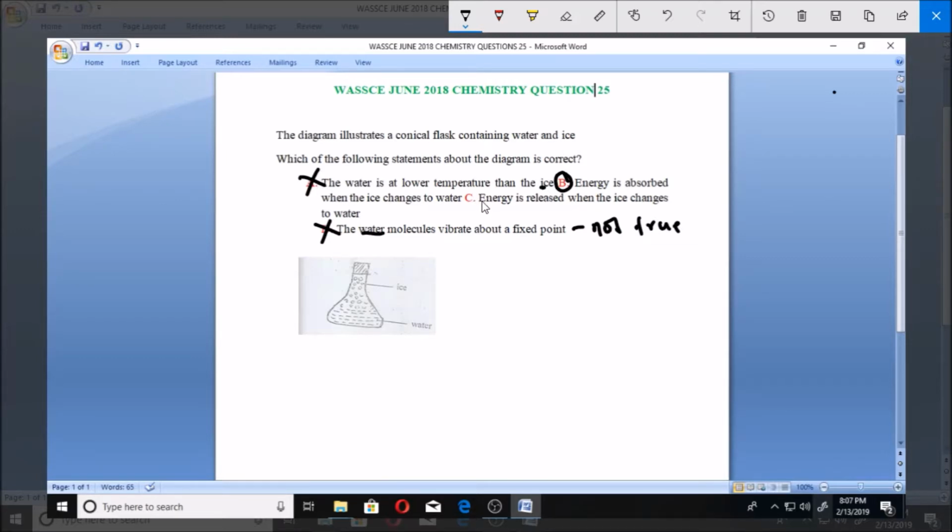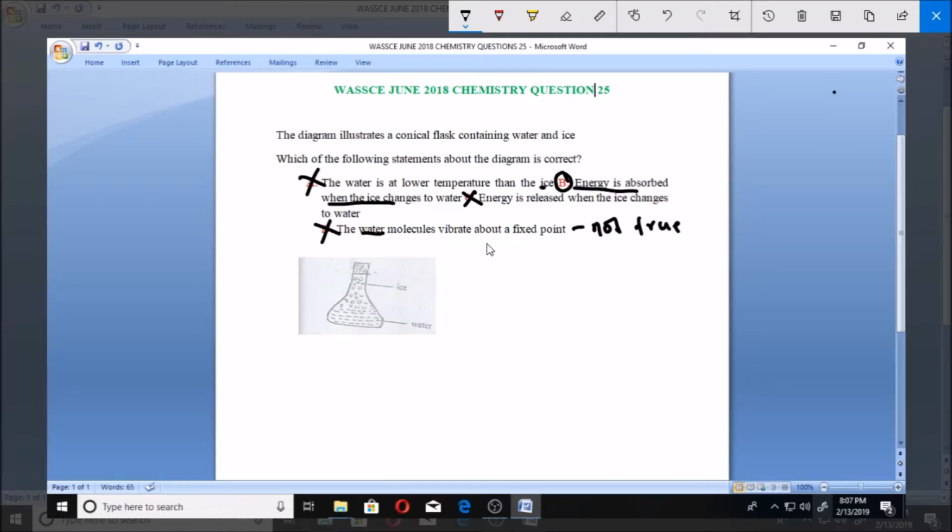Then when you look at C, energy is released when the ice changes to water. That is wrong, because you actually need energy for you to change a solid to liquid. You understand? So this is also not correct. So that makes B the answer to the question, that energy is absorbed.